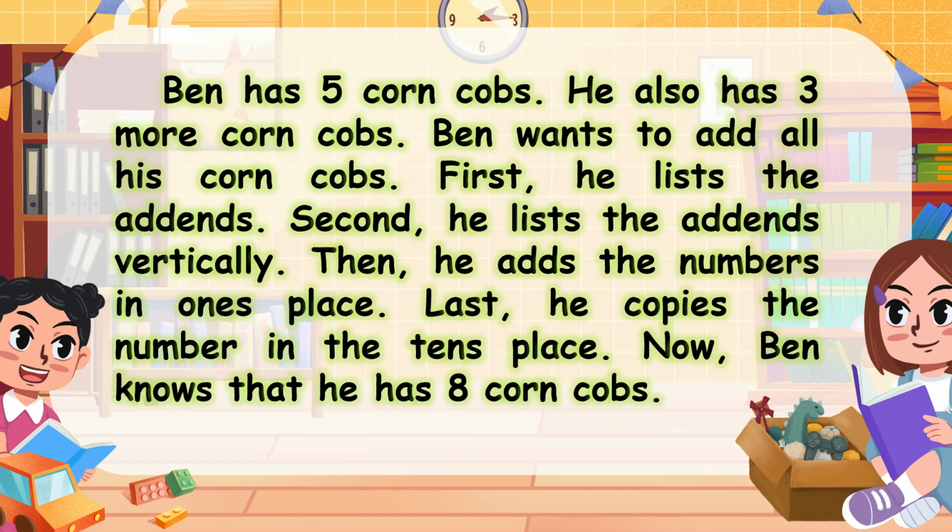So let us read. Ben has 5 corn cobs. He also has 3 more corn cobs. Ben wants to add all his corn cobs. First, he lists the addends. Second, he lists the addends vertically. Then, he adds the numbers in ones place. Last, he copies the number in the tens place. Now, Ben knows that he has 8 corn cobs.